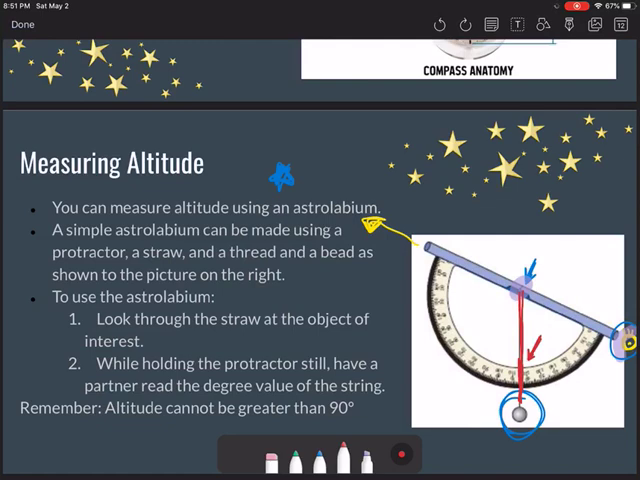So that's kind of cool. Just remember that your altitude can't be greater than 90 degrees. On a protractor, the values go up from either end. So you could go from 0 to 180 on one side and then 180 to 0 backwards. So if you are reading a value that is greater than 90, then you are reading the wrong one. Your altitude should only be up to 90 degrees as a maximum.